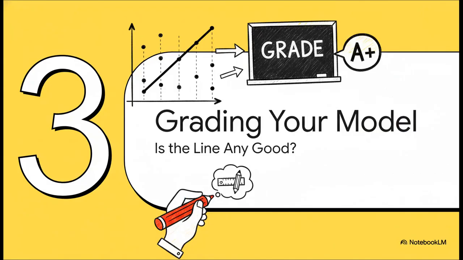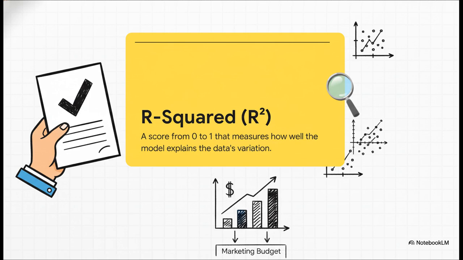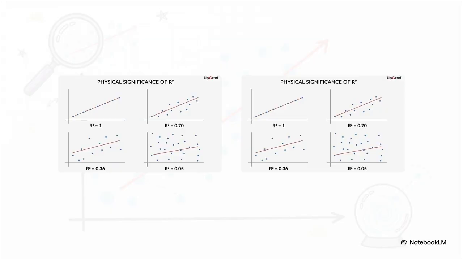Okay, so we've done it. We've found the line with the smallest possible error. But here's the catch. Just because it's the best line we could find, does that mean it's actually any good? I mean, is it a useful predictor? We need a way to grade our model to see how well it actually did. And for that, we have a fantastic little metric called R-squared. The easiest way to think about it is like a report card for your model. It gives you a score somewhere between 0 and 1, and that score tells you exactly how much of the change, or the variance, in your sales can be explained by your marketing budget. It's a grade. Let's actually see what these scores look like.